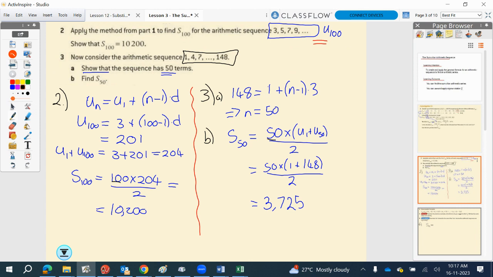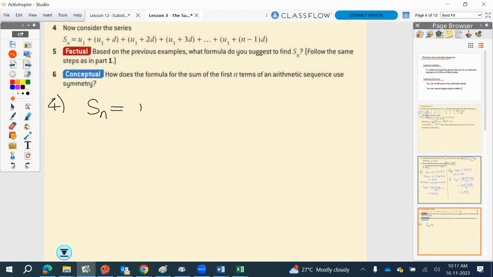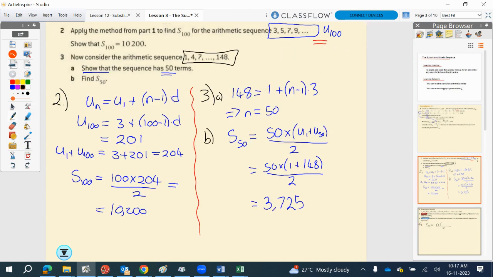It's n. So we need n. We divide everything by 2. What goes inside the bracket? What goes inside the bracket? u1 plus un.